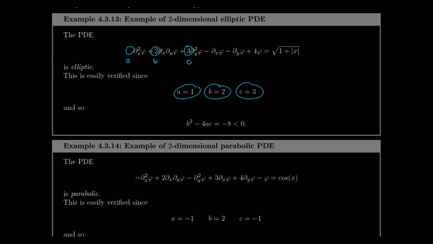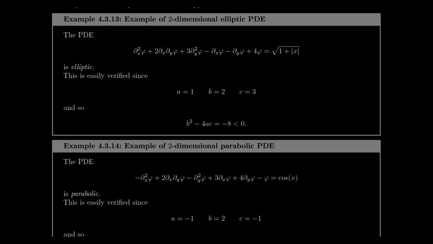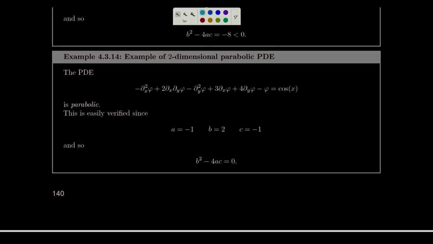And then when we plug those all in, we get b squared is 2 squared minus 4ac. That'll be 4 minus 12, negative 8 is less than 0, so we are elliptic. Similarly, we can do the same sort of thing to test for a parabolic PDE by grabbing a, b, and c. Of course, you would want to rearrange these if they weren't in the correct order, but in this case, they're all in the correct order.